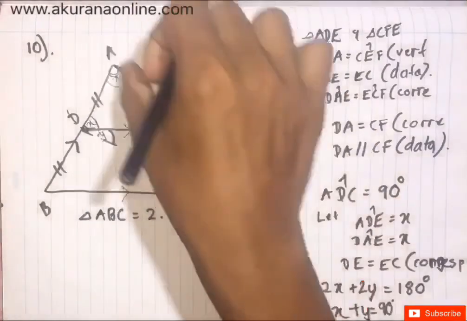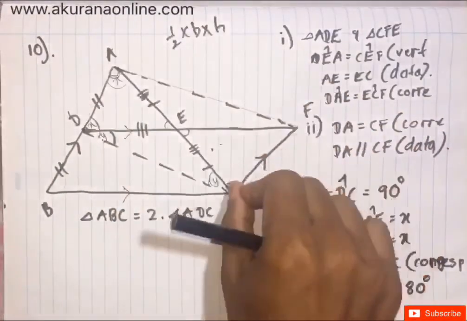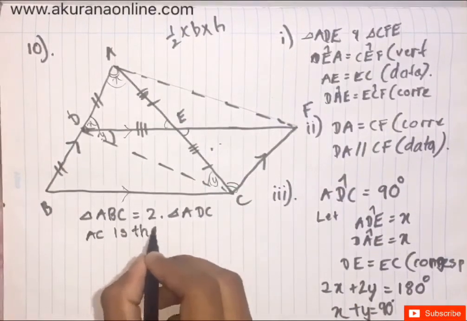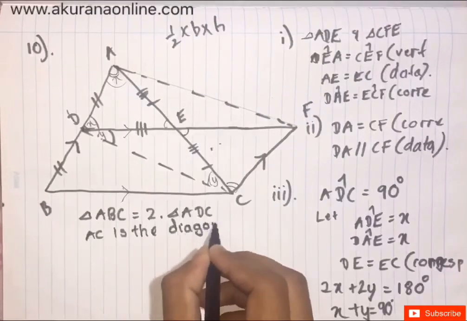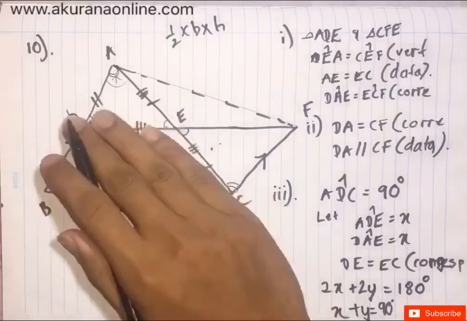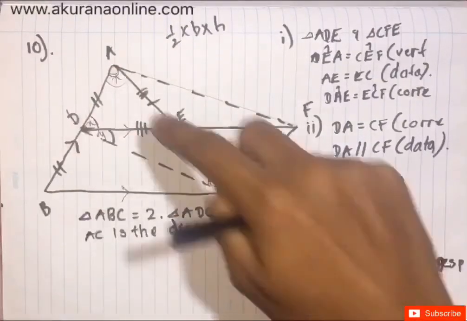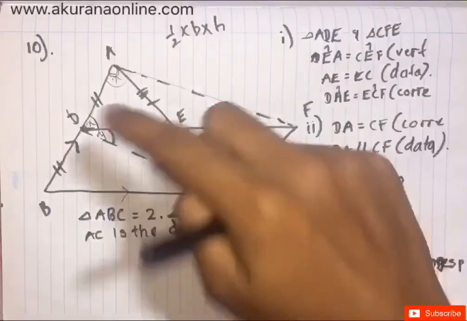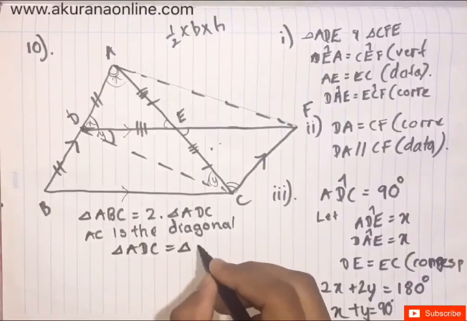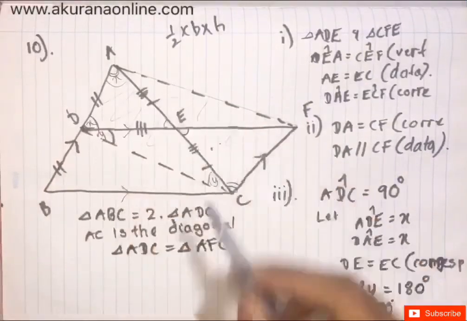Also you can say that AC is the diagonal. If you take this parallelogram, AC is the diagonal. Okay, let us write AC is the diagonal. Since AC is the diagonal, what can you say? It bisects the area into two halves. That means the area of triangle ADC is equal to area of AFC. Therefore you can say area of ADC is equal to area of AFC. These two areas are equal. I am speaking about this area, and these two areas are equal.